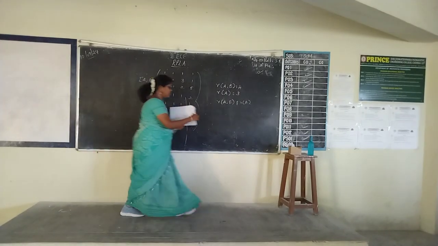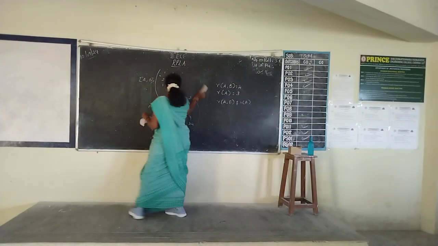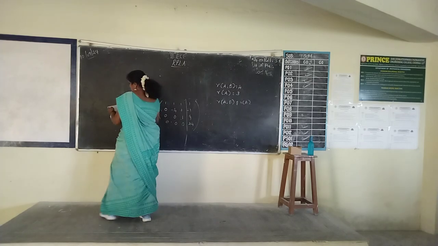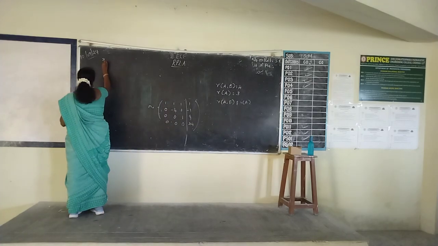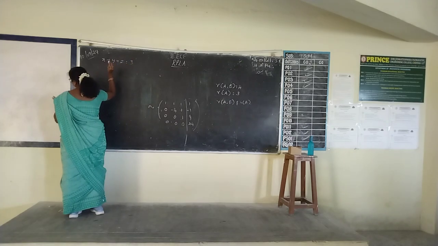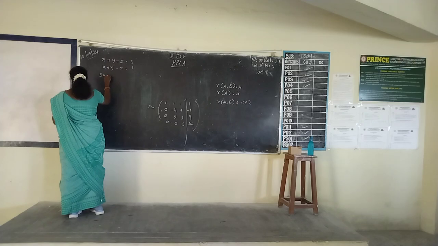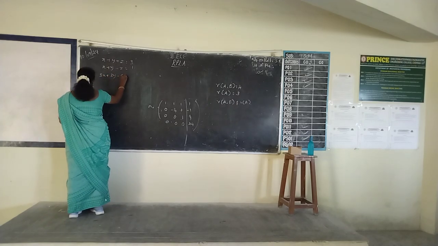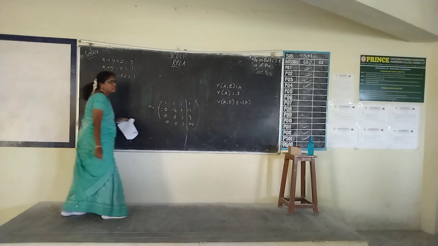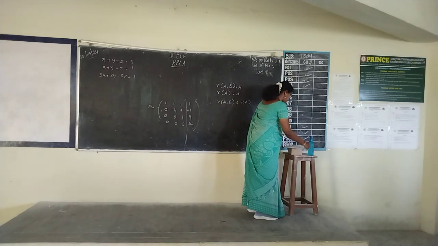Next problem. A set of equations: x plus y plus z equal to 3, x plus y minus z equal to 1, 3x plus 3y minus 5z equal to 1. 3 unknowns and 3 equations.